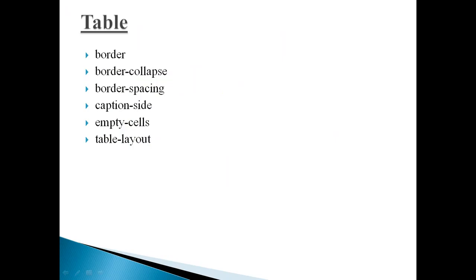Next we have different types of table properties, that is border, border collapse, border spacing, caption side, empty cells, and table layout. These are the different properties we have for a table. Let's see one by one.